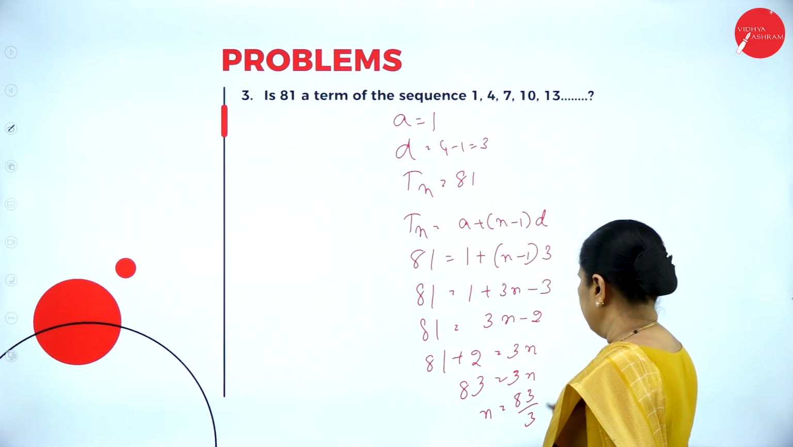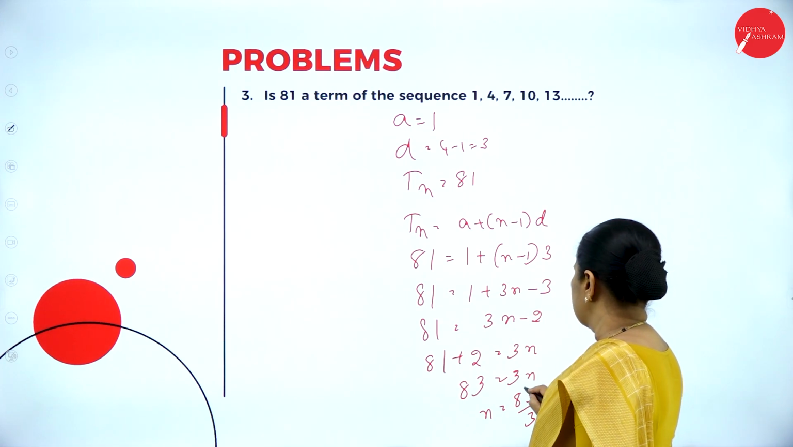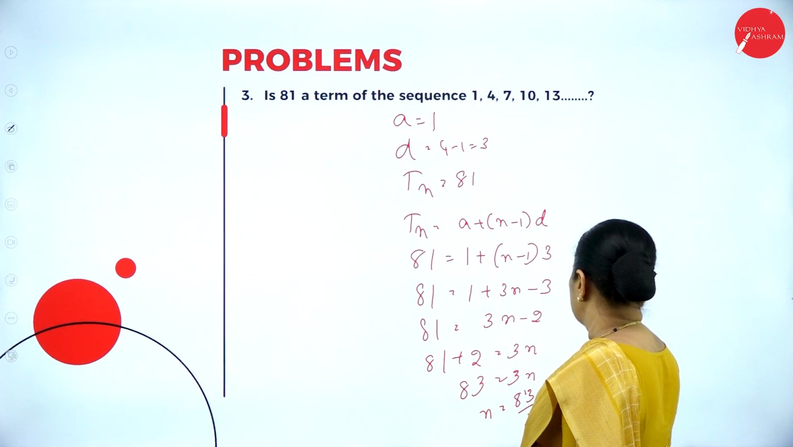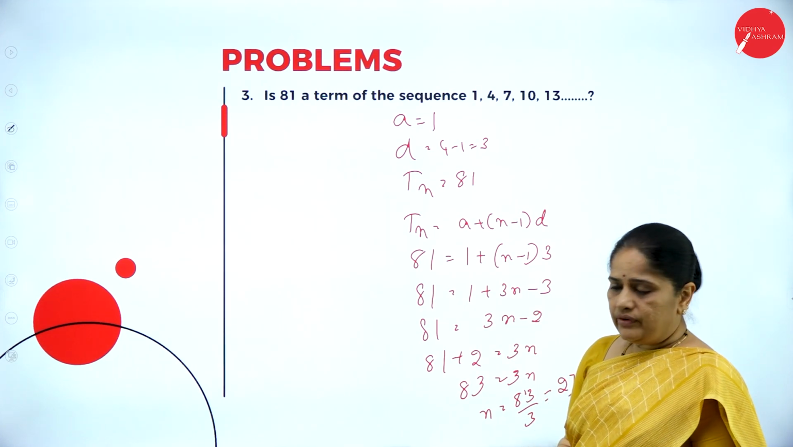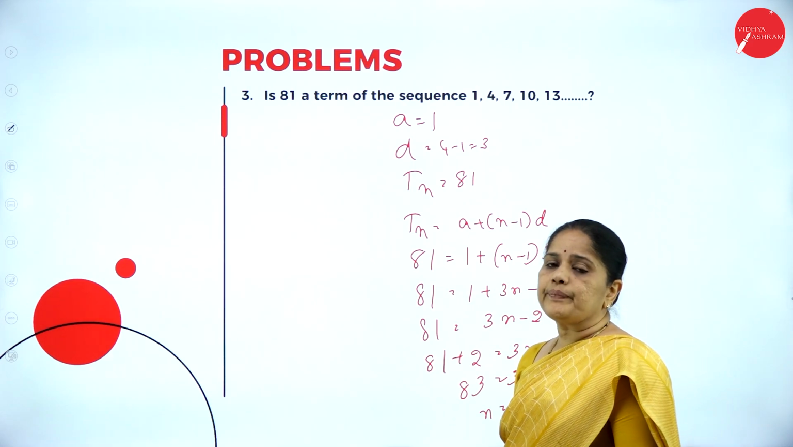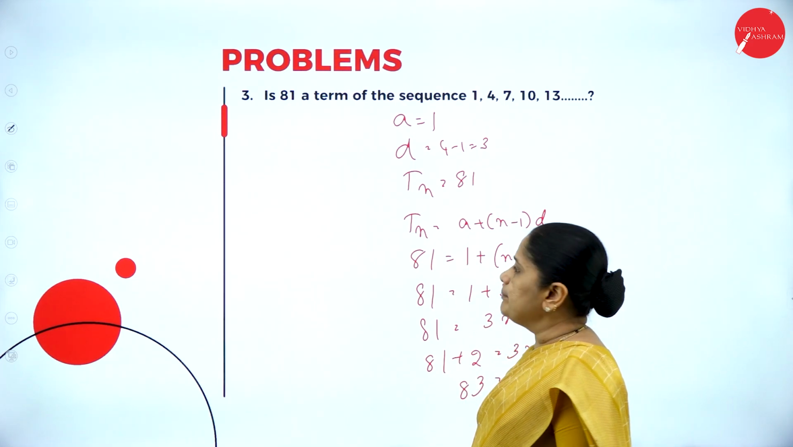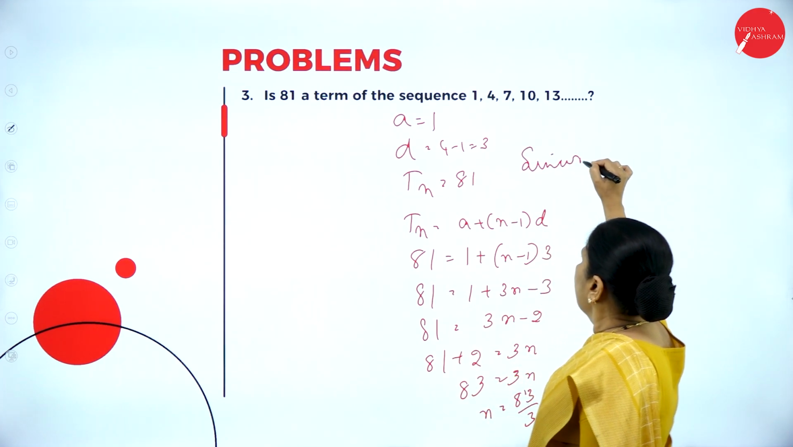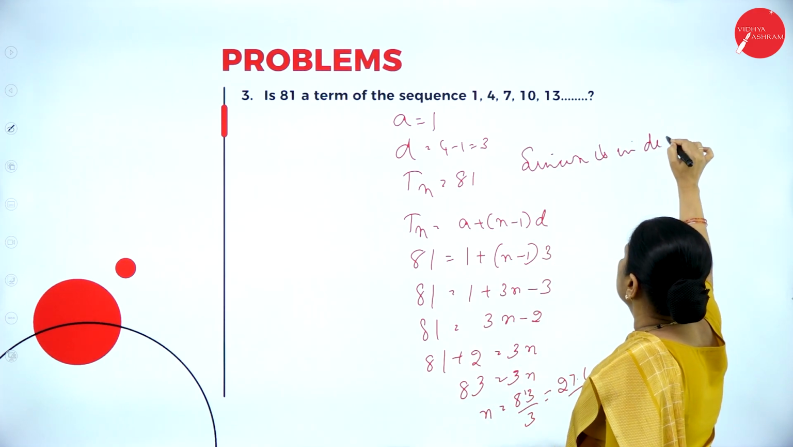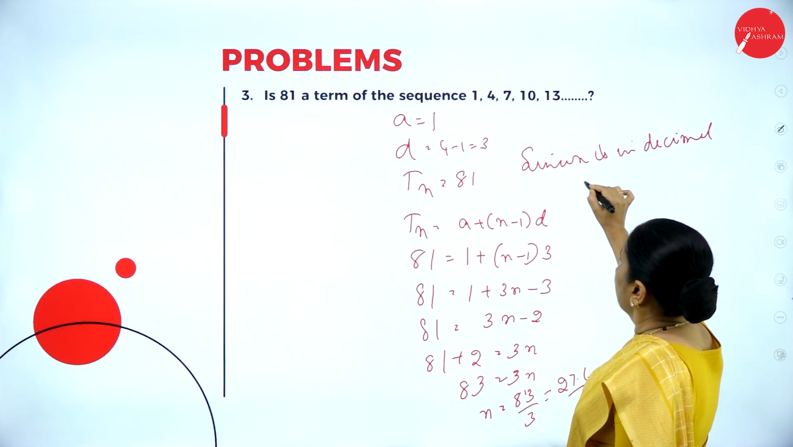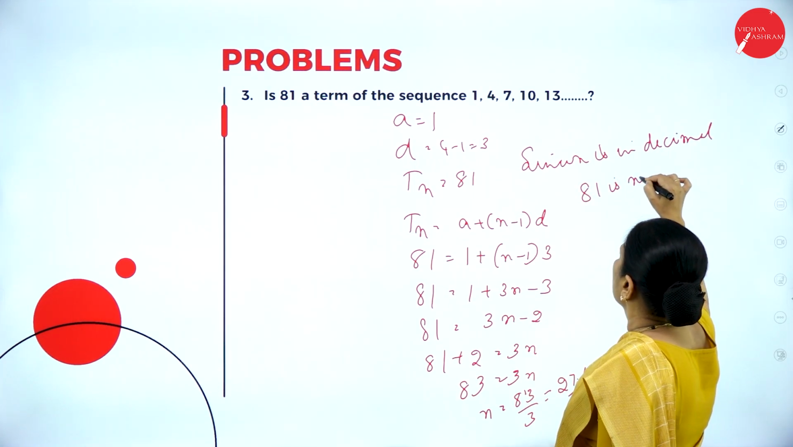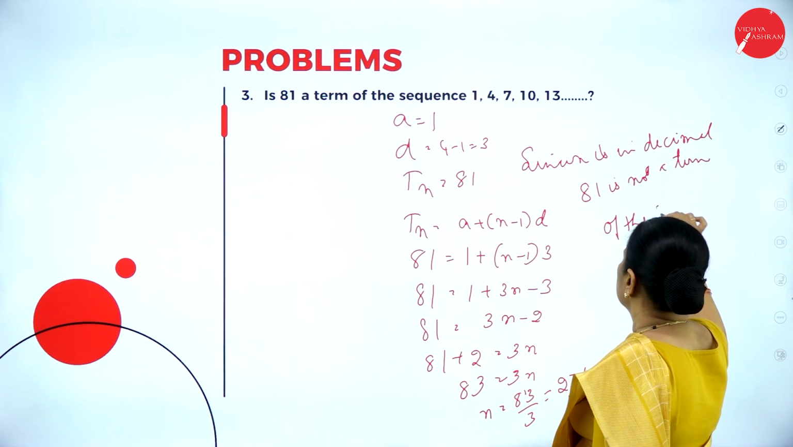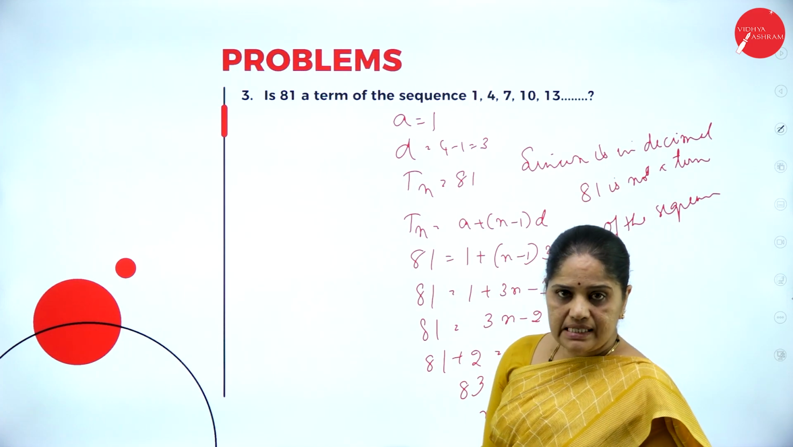83 by 3. So 3 2s are 6. 3 sevens are 21. 6 something. So n is not a whole number. So if n is not a whole number, it means that since n is in decimal, 81 is not a term of the sequence.